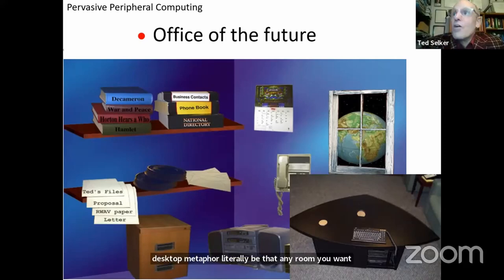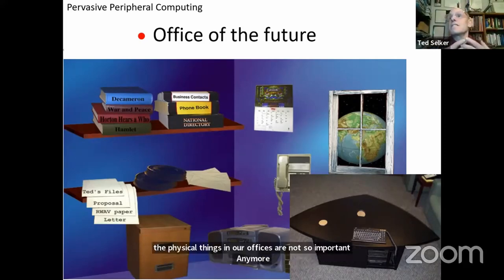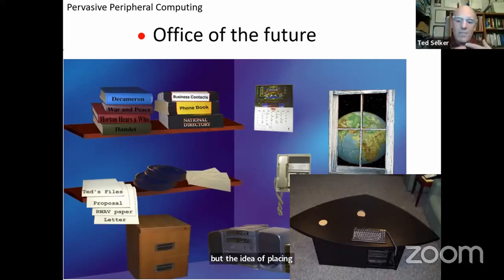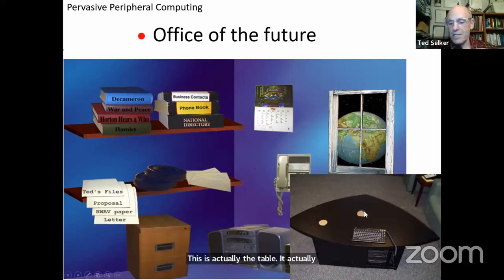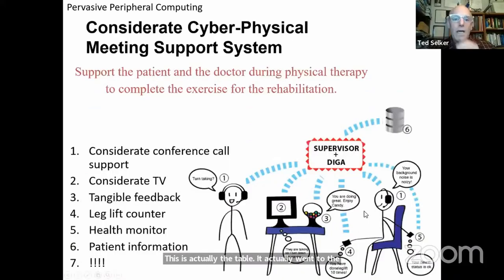So the physical things in our offices are not so important anymore, but the idea of placing things spatially, which the method of loci and many other things tell us, is still a valuable thing. This is actually the table. It actually went to the Olympics to show off these ideas, but that's another story.